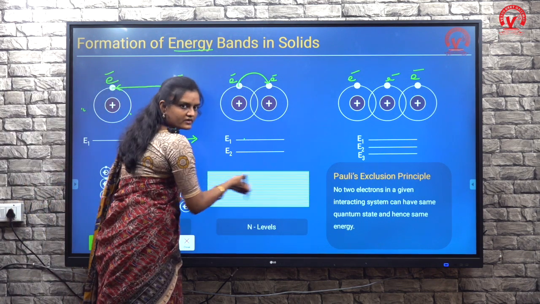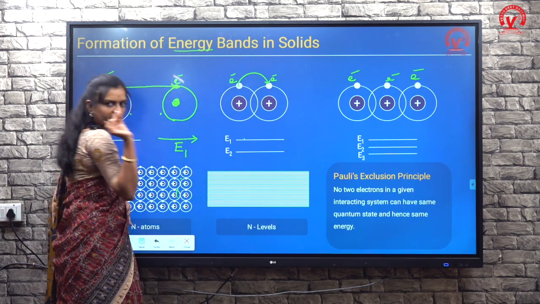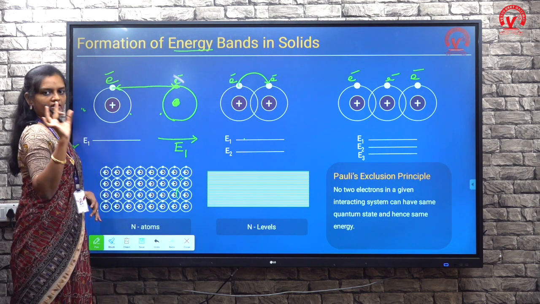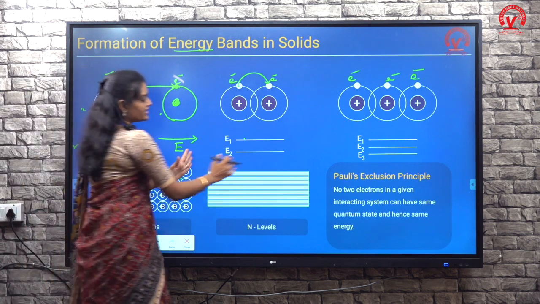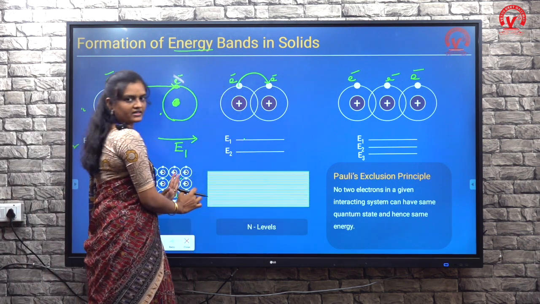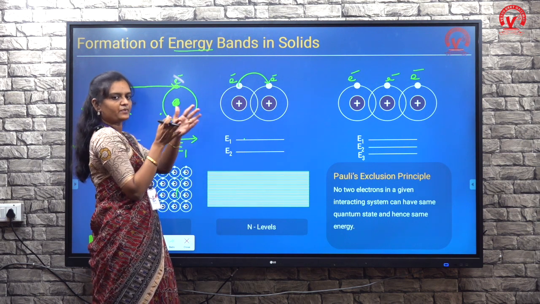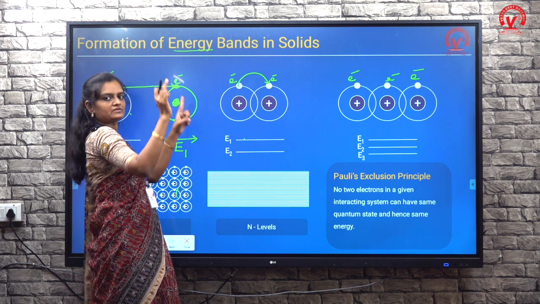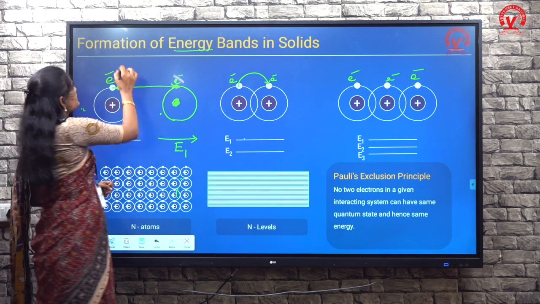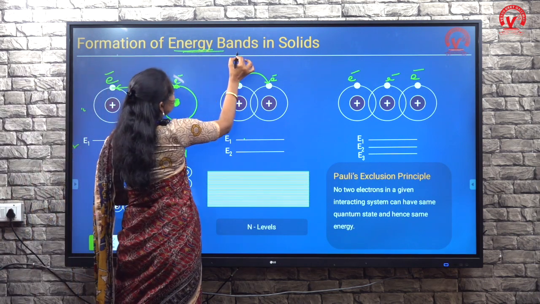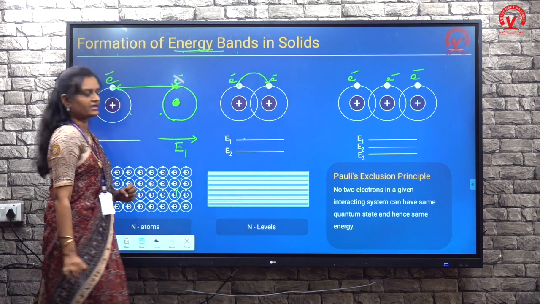Millions of energy levels will be there in the solid material, and the spacing between them will be very small, so it forms a band-like structure. Millions of energy levels, n number of energy levels are there, and the spacing is very small, so it forms a band-like structure. That is the formation of energy bands. Energy levels together form a band in a solid material.